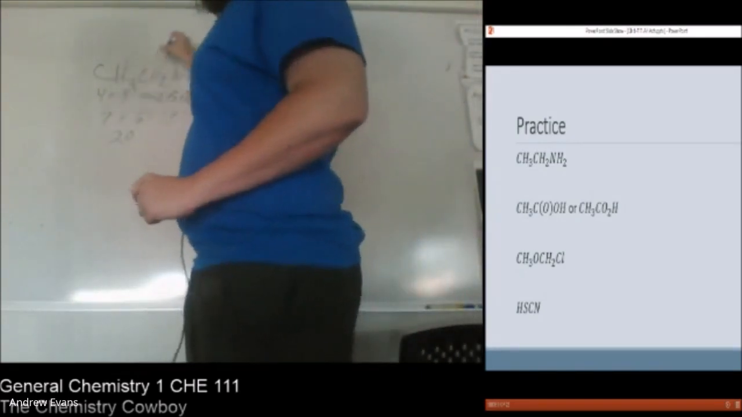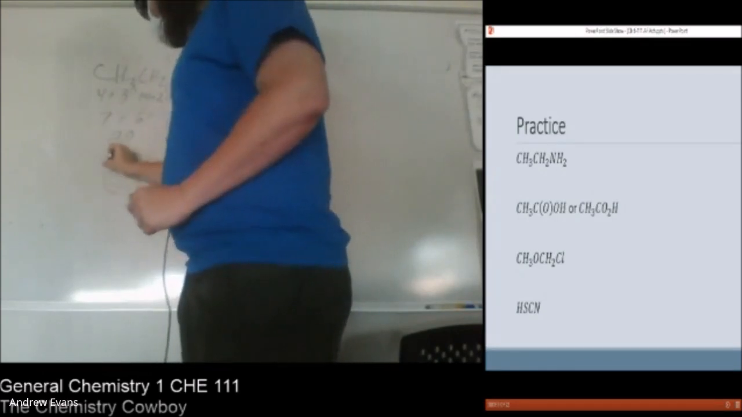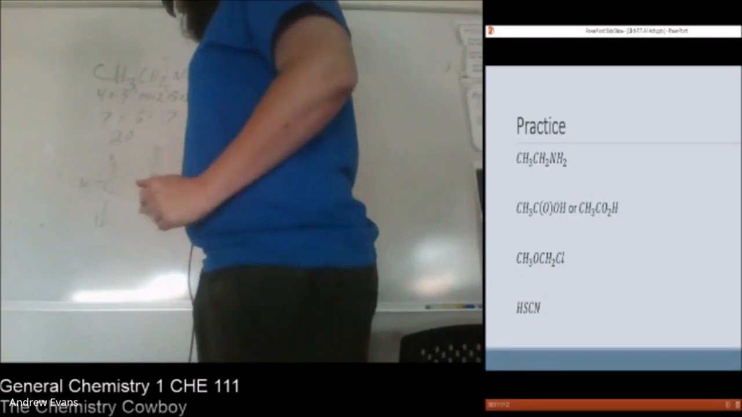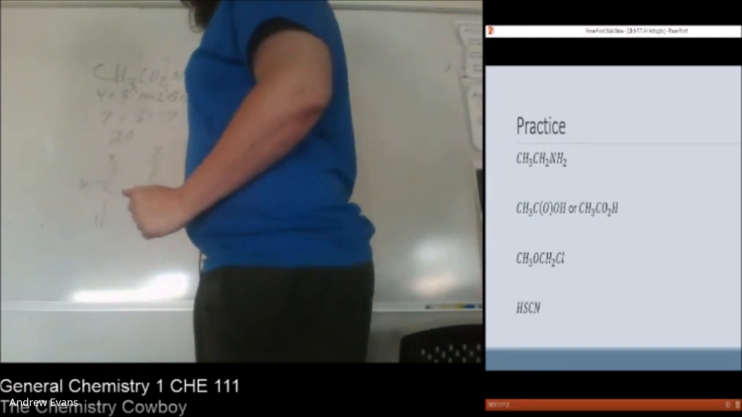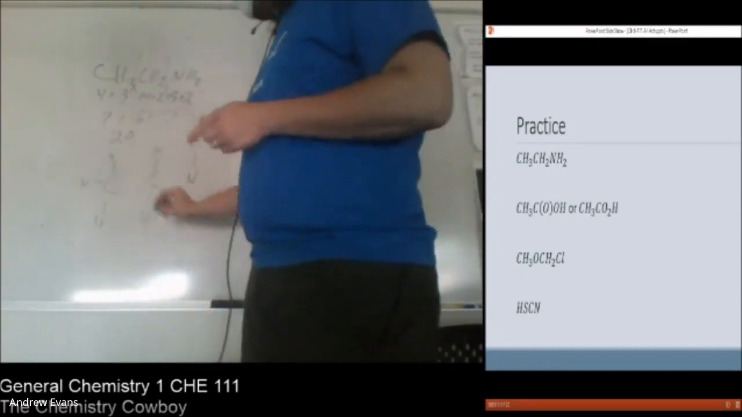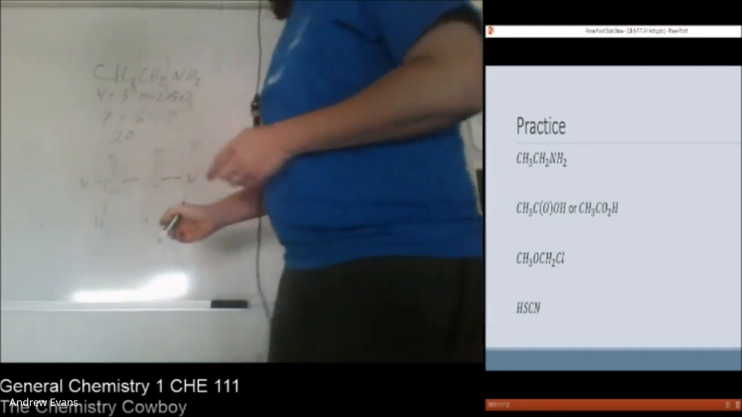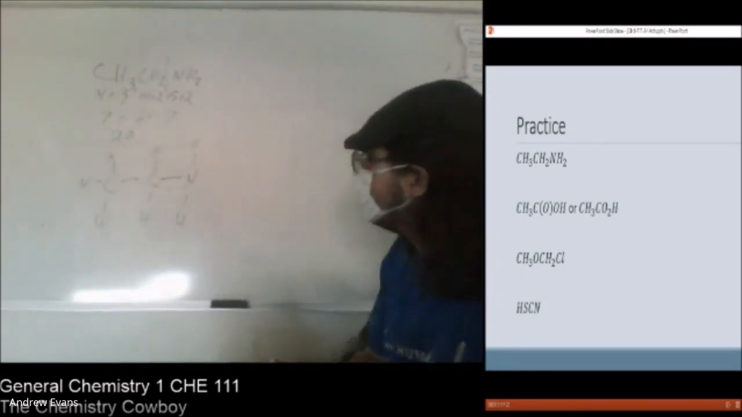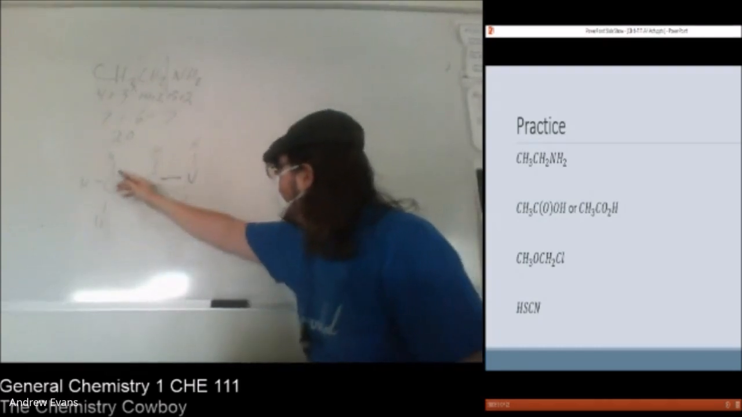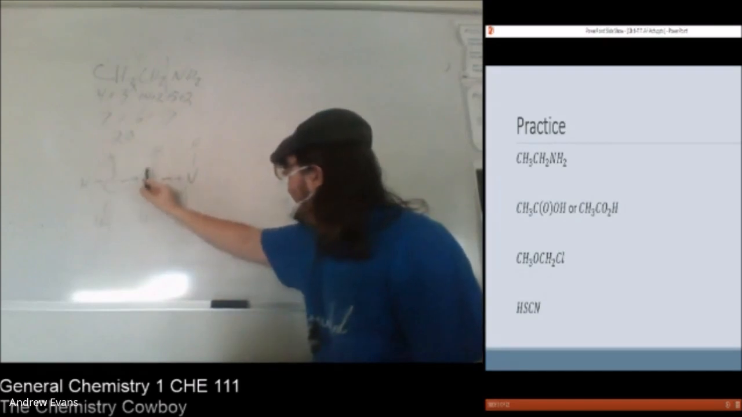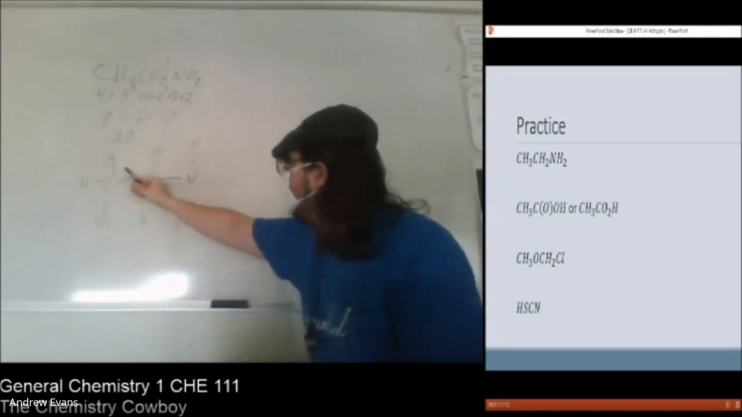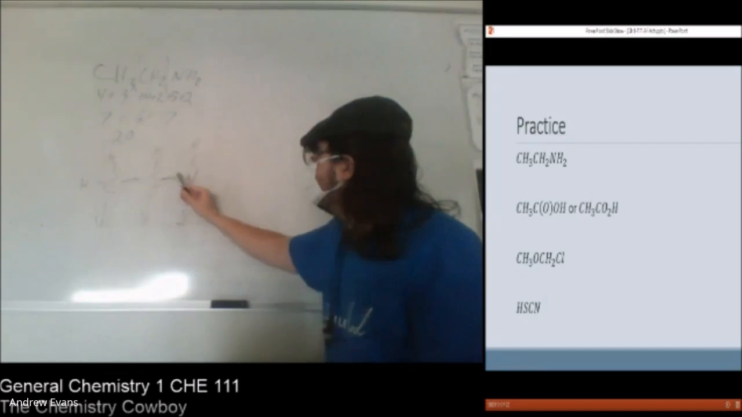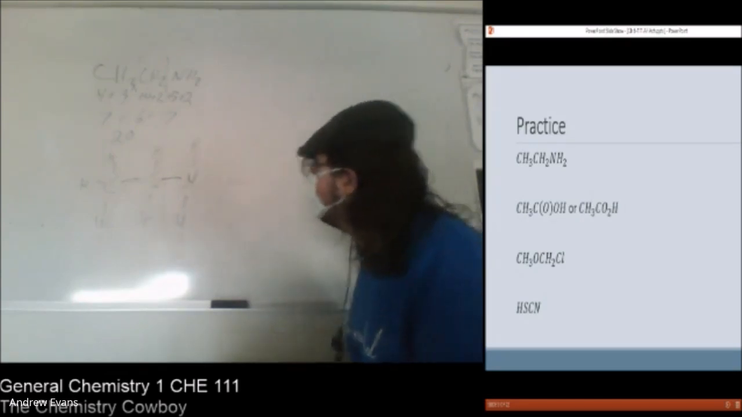Breaking it down: CH3, CH2, NH2. Putting it together, I'm going to connect these chains. CH3 connected to a CH2 connected to an NH2. Now, how many electrons have I used? I have made 2, 4, 6, 8, 10, 12, 16, 18. Sorry, 18 electrons. I've used 18 of my 20 electrons.